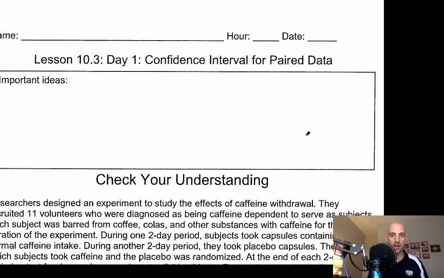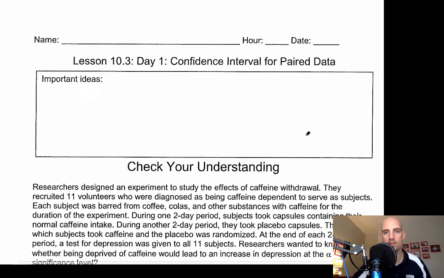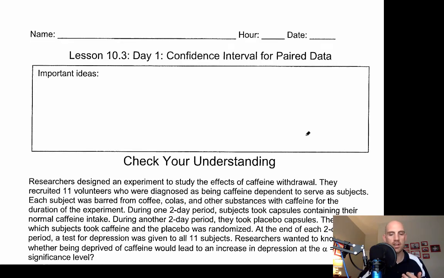Today we're going to talk about confidence intervals and making them for a set of paired data. I want to actually pop down to this example before we start talking about the notes part up here under the important ideas, so you can see where the idea of paired data comes from. So check out this example here.